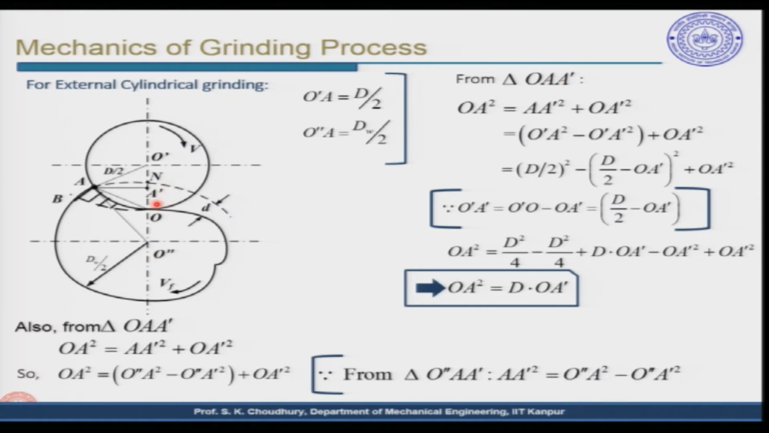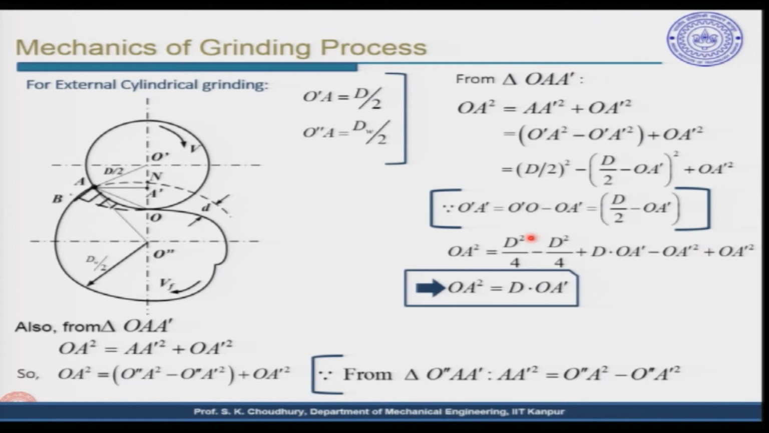So, therefore, from this triangle OAA prime, OA square is equal to AA prime square plus OA prime square, and AA prime square we can find as O prime A square minus O prime N square, like we have done earlier, plus OA prime square remaining. Now, O prime A is equal to D by 2, and O prime A prime is equal to O prime O minus OA prime. So, this is what we are writing, and O prime O is equal to D by 2. So, this will be D by 2 minus OA prime, square, plus OA prime square remaining here. So, ultimately what we are finding is that OA square is equal to this.